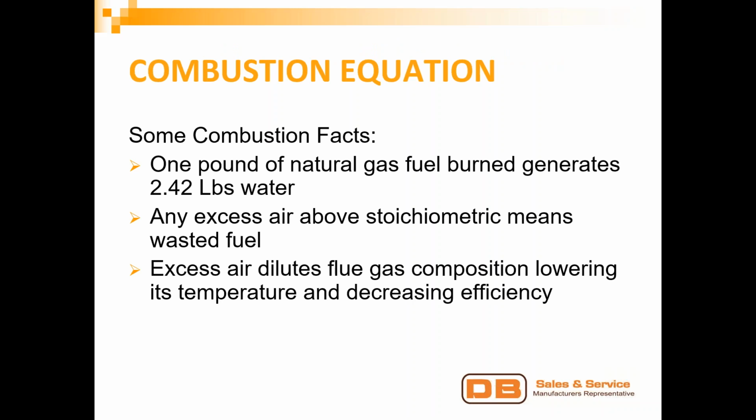Some combustion facts. So 1 pound of natural gas fuel burn generates about 2.5 pounds of water. Any excess air above stoichiometric, and stoichiometric is the exact perfect amount of air or oxygen for every molecule of fuel, so any excess air above that is wasted fuel. Excess air dilutes the flue gas composition, lowering its temperature and decreasing the efficiency of your overall system.